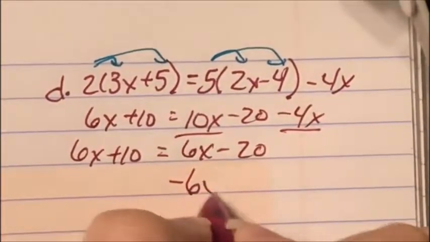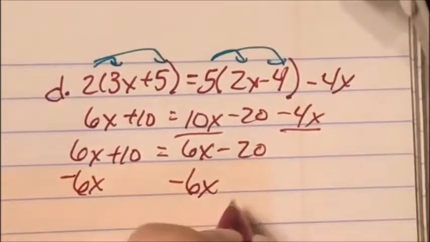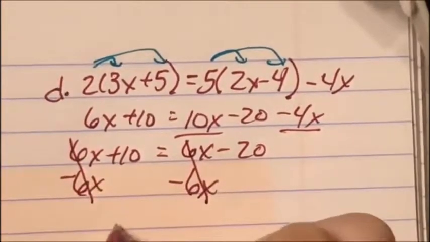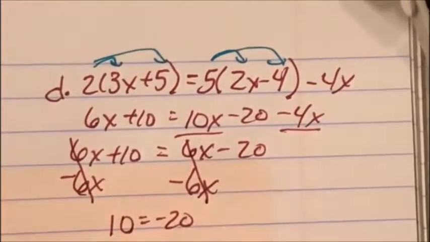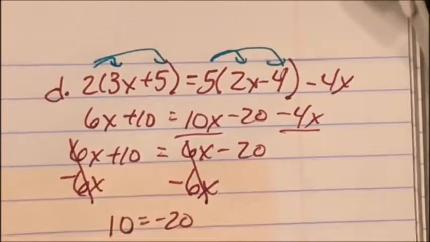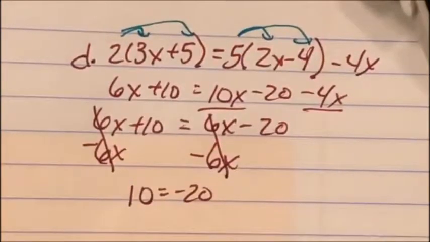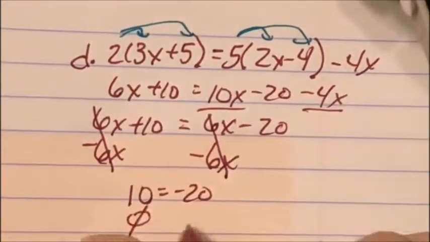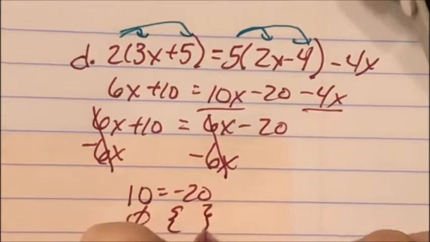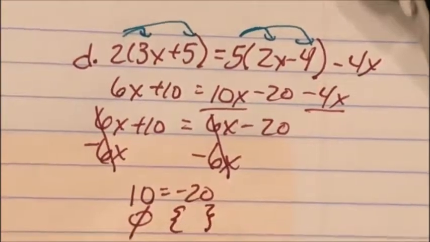Okay, I'm going to subtract 6x from both sides. This cancels. I'm left with 10 equals negative 20. Well, that's not a true statement. Can't be a true statement. 10 does not equal negative 20. Okay, so this means this is a null set or an empty set.